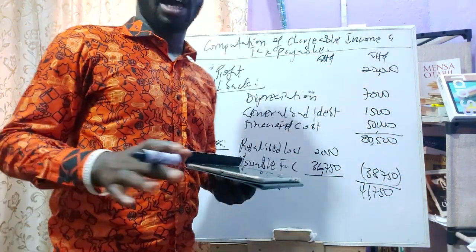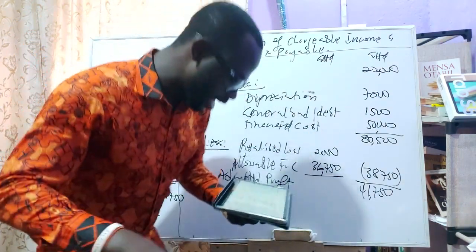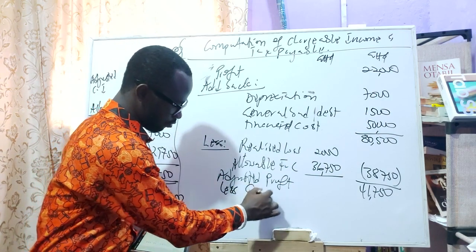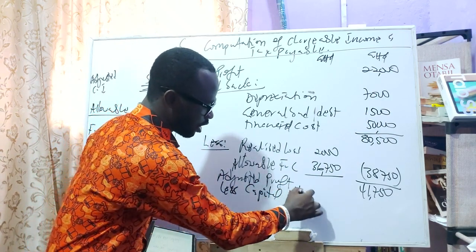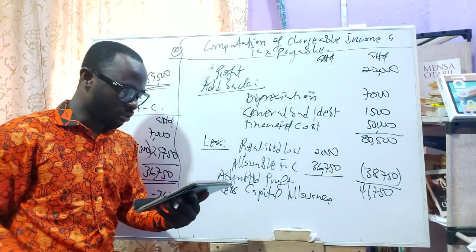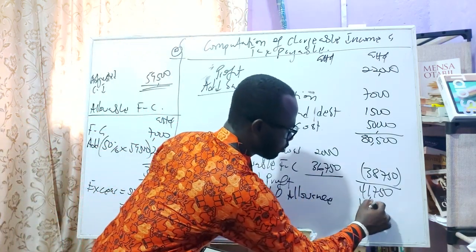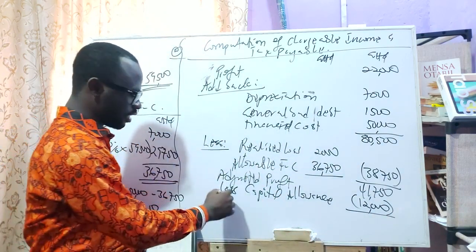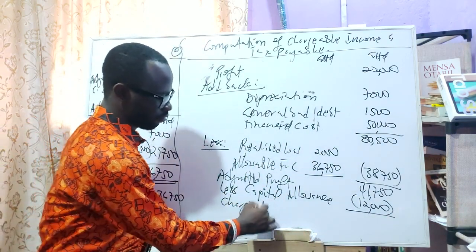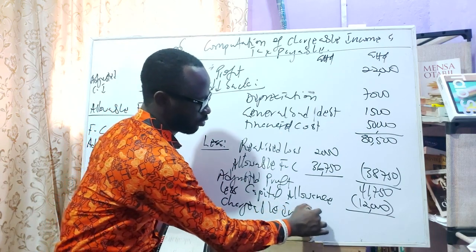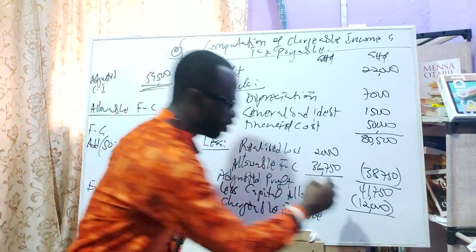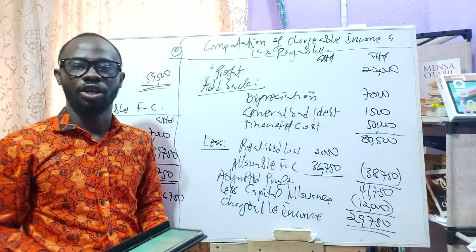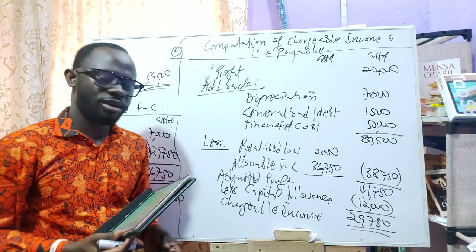Now we have that. What do we do? We now less capital allowance, which in the question was given as 12,000. And then that now gives us the chargeable income, which is going to be 29,750. So that's the chargeable income for the organization. But we are not done.